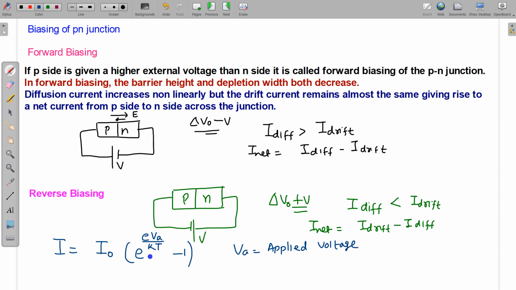If applied voltage is 0, e to the power 0 is 1, and 1 minus 1 is 0. So this I is the net current, and the net current will be 0. VA is positive for forward bias, and VA is obviously negative for reverse bias. We will take it as negative.